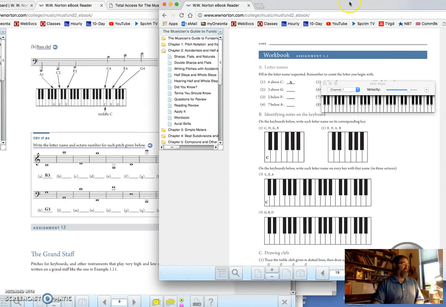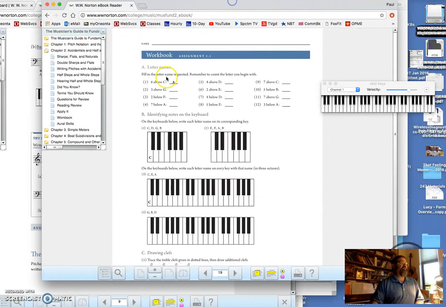Let's take a look for just a minute and see what to do there. This is a lot like the first try it. This is identifying notes on the keyboard. Knowing that C is always to the left of the pair, it moves in alphabetical order. You would write the letter name for each of those like that. Let's see if I can do a little of that in the time I have left, which is 20 seconds.